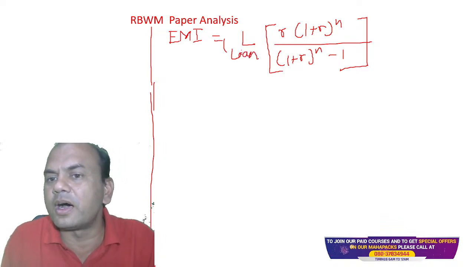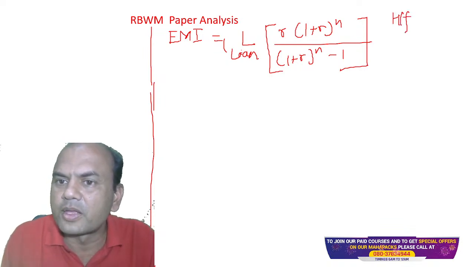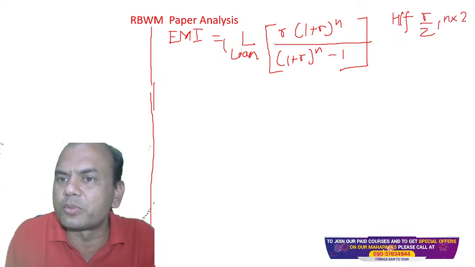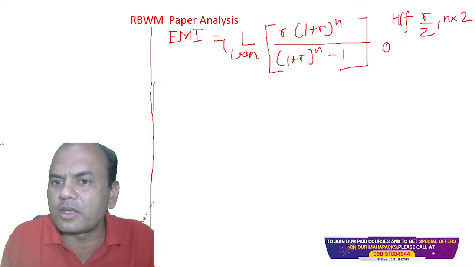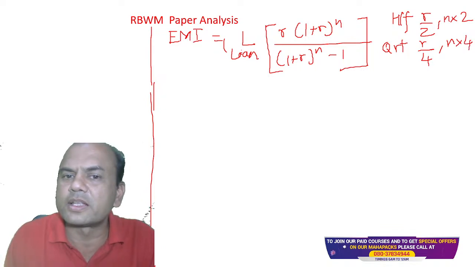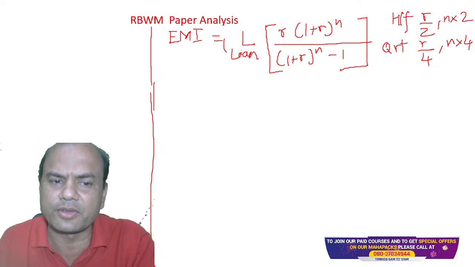Now, if the interest is compounded half yearly, then R will be divided by 2 and N will be multiplied by 2. If it is quarterly, R will be divided by 4 and N will be multiplied by 4. Okay, and this is the EMI formula. This is asked in every exam, generally.